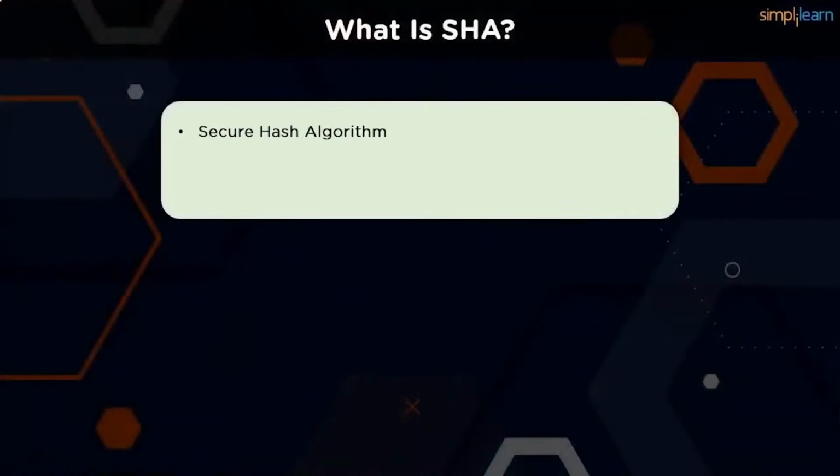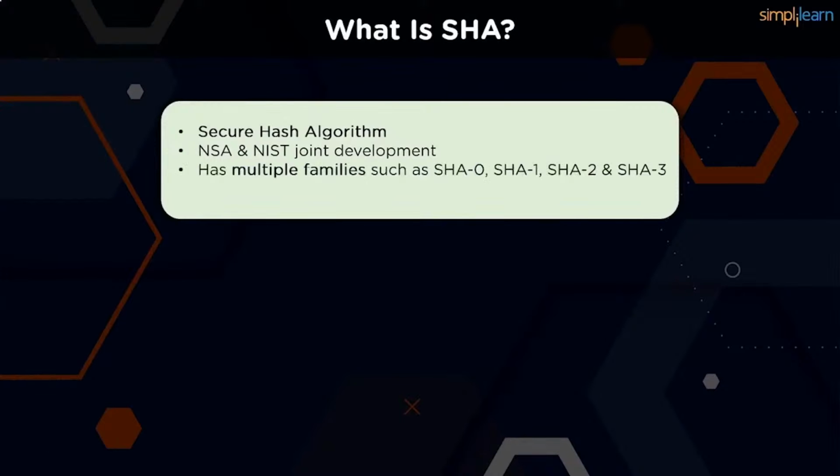The Secure Hash Algorithms are a family of cryptographic hash functions that are published by the National Institute of Standards and Technology along with the NSA. It was passed as a Federal Information Processing Standard, also known as FIPS. It has 4 different families of hash functions.